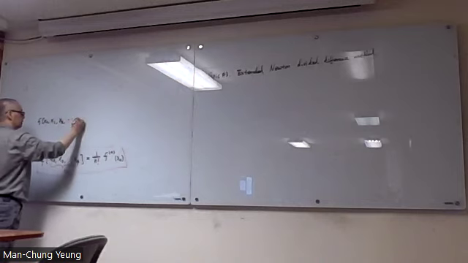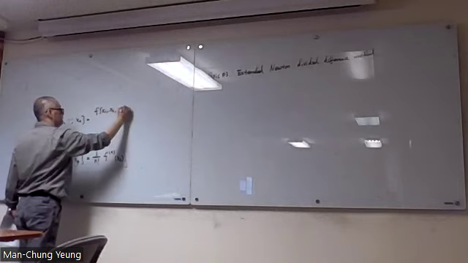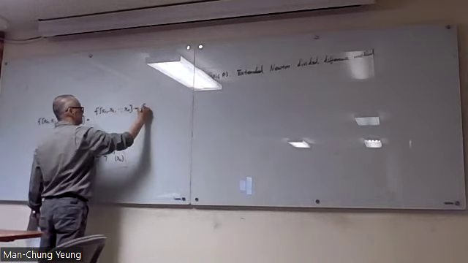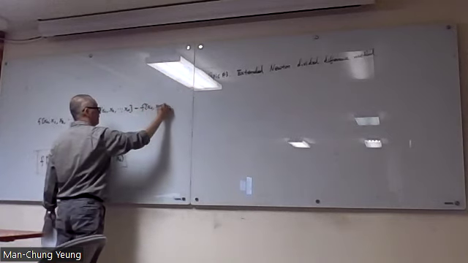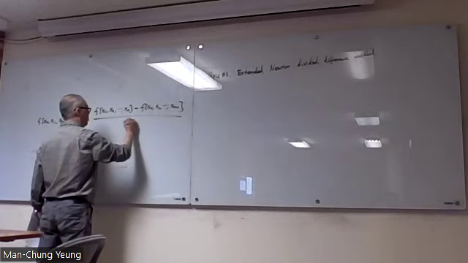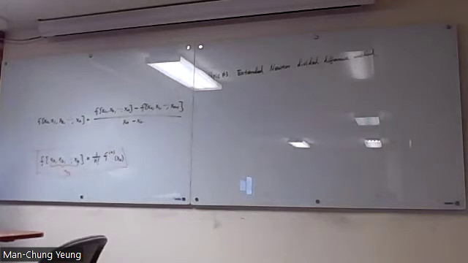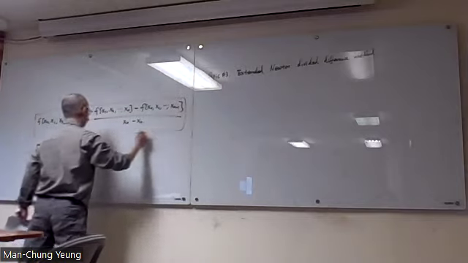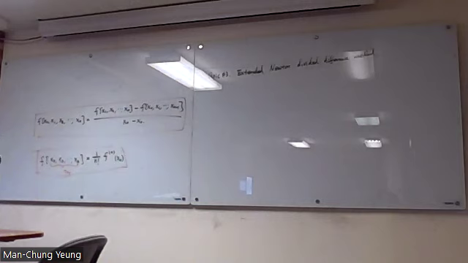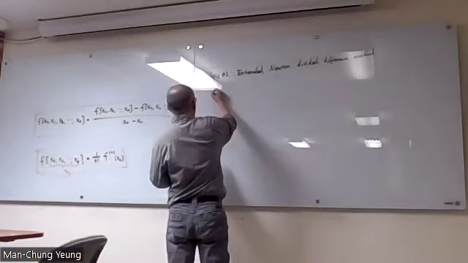The second formula: f[x1, x2, ..., xn] minus f[x0, x1, ..., xn-1], divided by xn minus x0. Only these 2 formulas. And now let me show you one example. This is a Hermite interpolation problem. Example number 2.